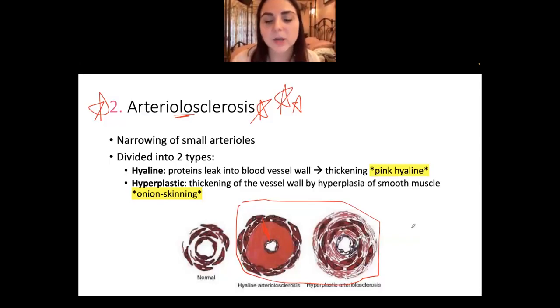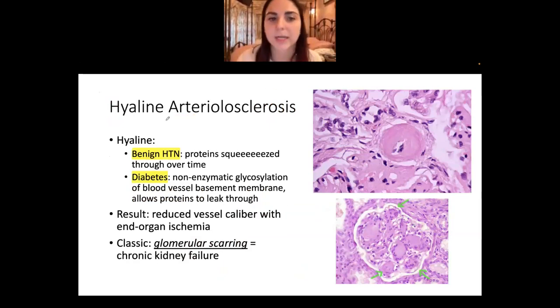With hyaline arteriolosclerosis, they'll talk about pink hyaline deposits, versus hyperplastic, where they'll talk about onion skinning. It looks like an onion; you can peel back the layers of it. But I'll show you actual biopsies.